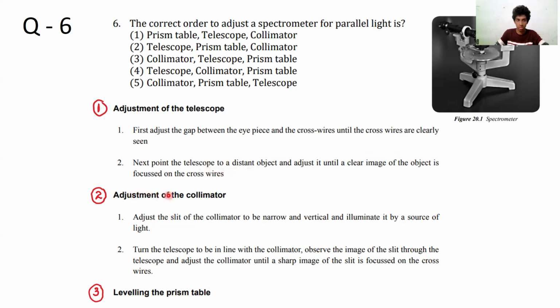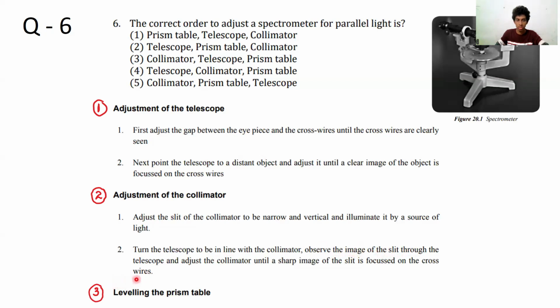Secondly, we should adjust the collimator. Adjust the slit of the collimator to be narrow and vertical and illuminated by a source of light. Next, turn the telescope to be in line with the collimator. Observe the image of the slit through the telescope and adjust the collimator until a sharp image of the slit is focused on the crosswires.